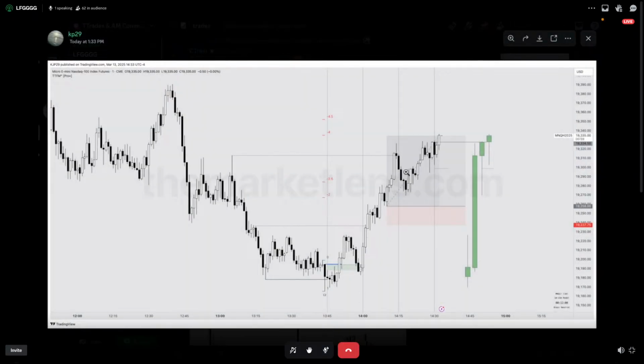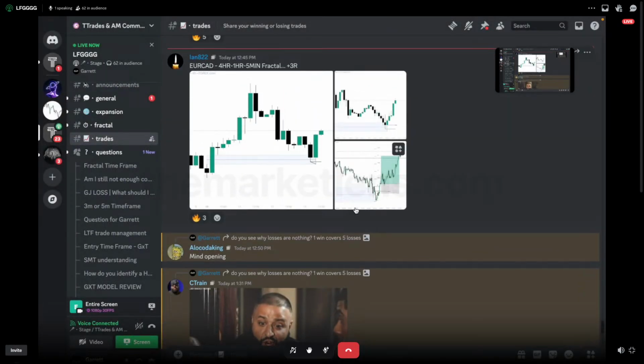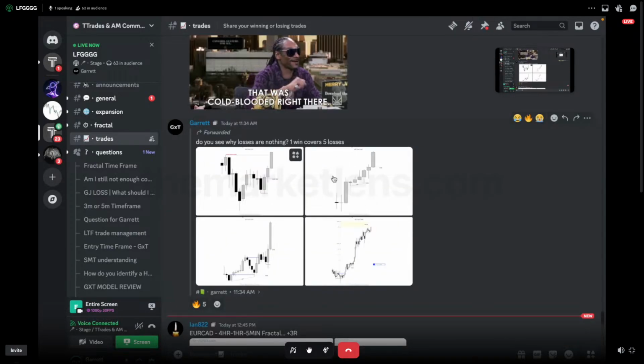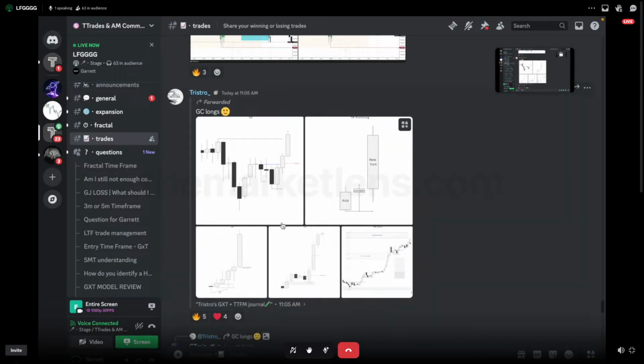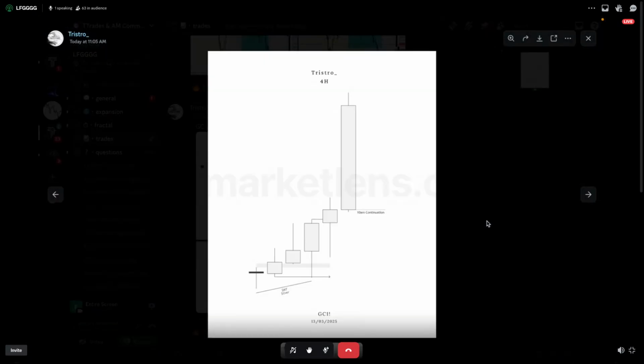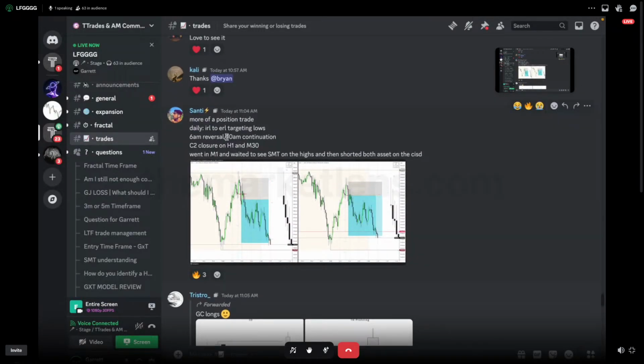KP, what do you notice about this trade? 1400 open, right? New 4-hour candle. 4-hour, 1-hour, 5-minute. If you trade the Fractal model, you're going to trade my model. I don't know why you wouldn't. This guy's trading my model as well. This is the Fractal model on crack. 6 a.m. reversal, 10 a.m. continuation.